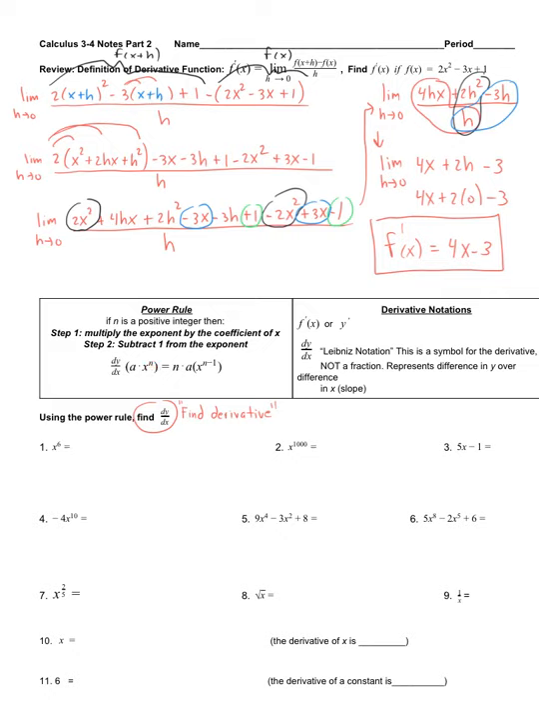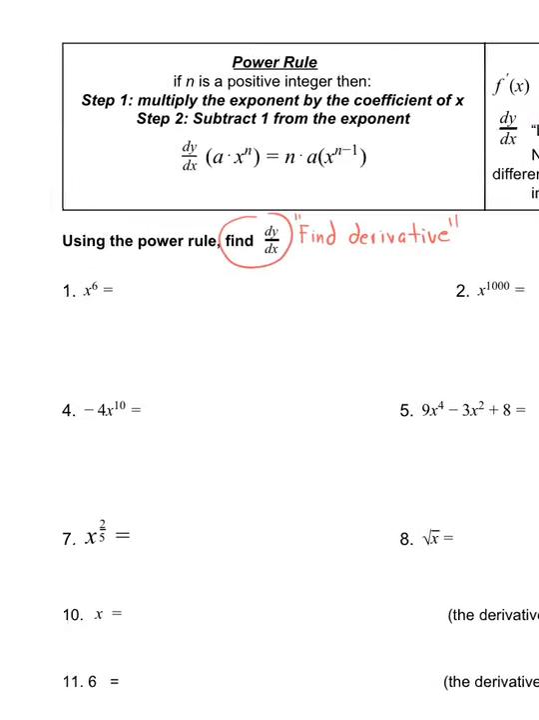So the first step we do is we multiply the exponent by the coefficient. And the second thing we do is we subtract 1 from the exponent. So let's look at example 1 here. I'm going to make this bigger.